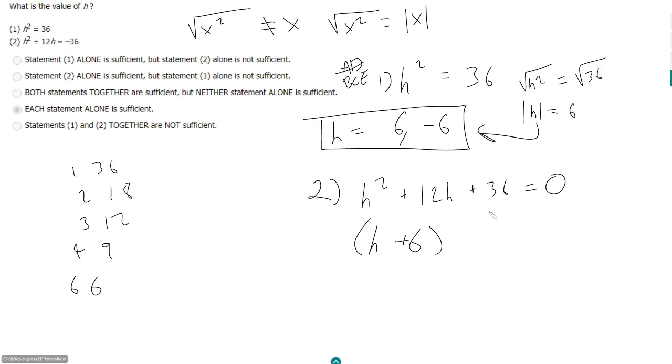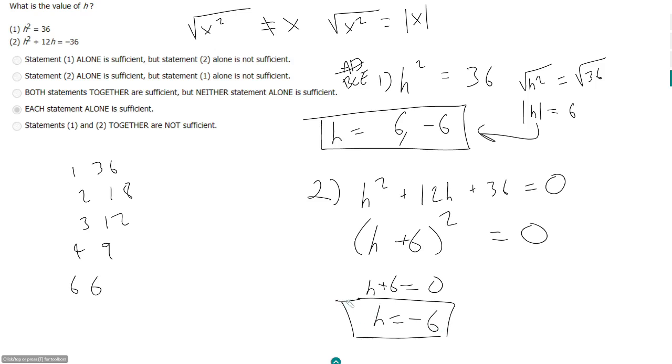So this is h plus 6 squared is equal to 0. So if h plus 6 all squared is equal to 0, h plus 6 must be equal to 0. So h, in this case, can only be equal to negative 6.